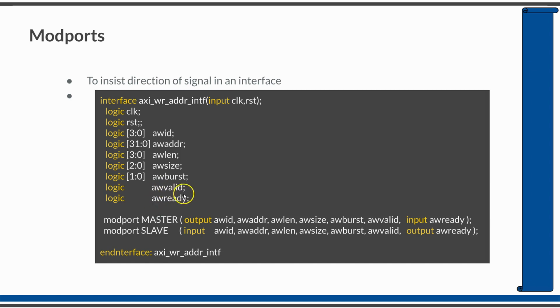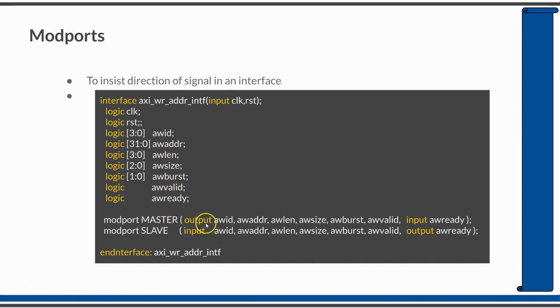So when this interface is used in a master device or master design, all the signals right from AWID to AWValid are outputs and AWReady is an input. That is specified by using a modport like this. Modport is a keyword here, and this is a user defined name. You can give any name here. Here I have given master. And within the brackets, you can specify the direction of these signals in this modport.